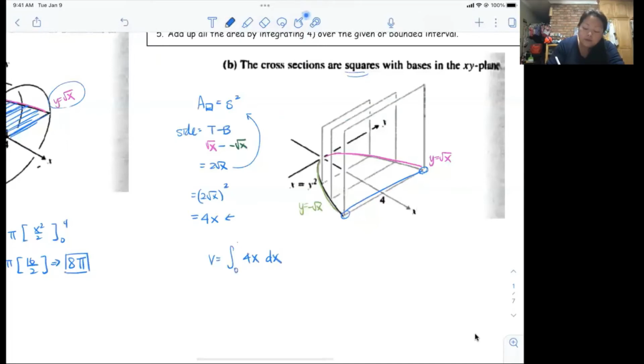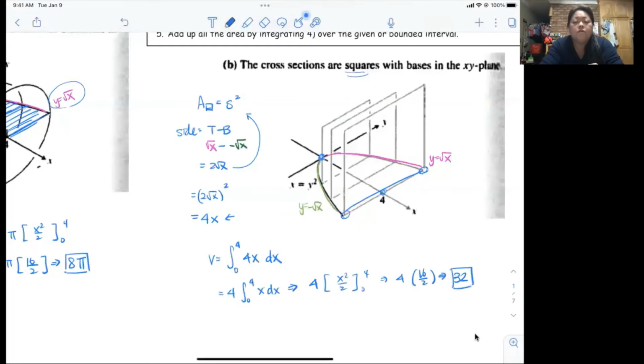And I'm integrating from 0 to 4 because that's where I start my function and end my function here. And that's it. You can pull the 4 outside if you want to. So 4 x squared over 2, from 0 to 4, you get 4 times 16 over 2. This is a very nice volume of 32. Very clean answer, which we rarely have at this point.